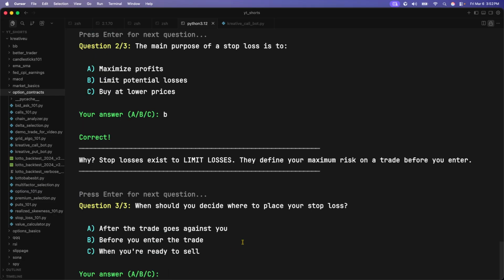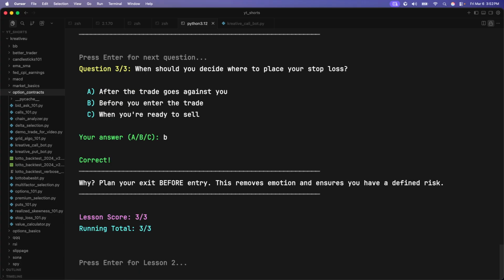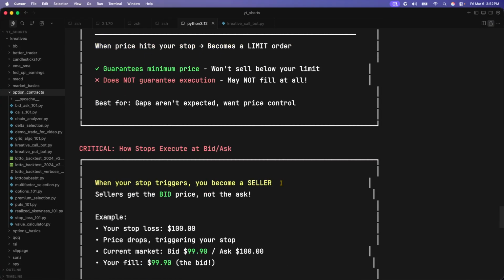Also, talk about a liquidity sweep, but that's not another conversation here. When should you decide where to place your stop loss? After the trade goes against you? No, because you want to plan before you exit. Plan your exit before you enter the trade. Before you enter, always, always, always.